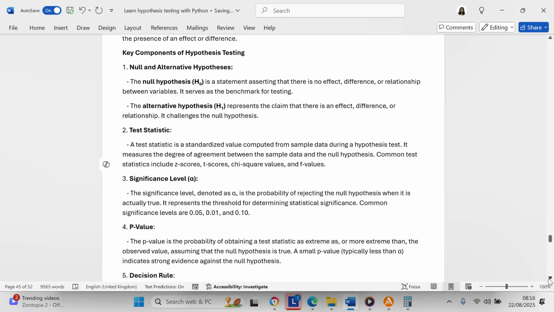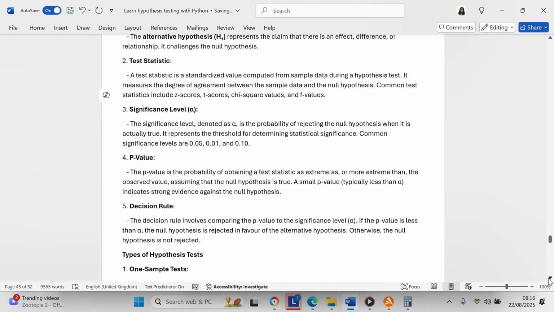So we've got the significance level. The significance level, denoted by A for alpha, and sometimes it'll be called alpha, is the probability of rejecting the null hypothesis when it is actually true. It represents the threshold for determining statistical significance. Common significance levels are 0.05, 0.01, and 0.1. And I mentioned that before in previous videos.